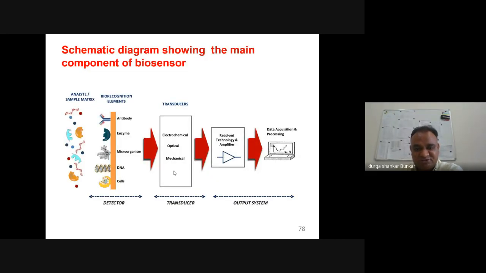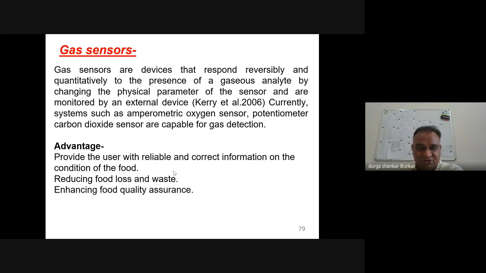There is a schematic diagram of how sensors basically work. There is the analyte sample matrix, which is related to the detector. Then the detector produces the information for the transducer, and the transducer is related to our output system, which provides the data acquisition and processing. Another is that some gases are also used to maintain the quality and enhance the shelf life of fresh fruit and vegetables.